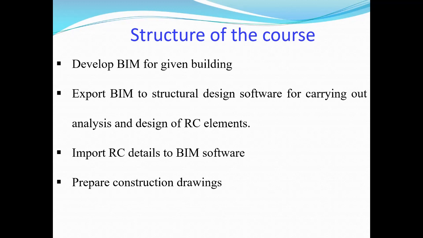For this course, I have chosen a 5-story building. Later, I can share the AutoCAD drawings with you. You can try it yourself also. My objective is for all of you to learn how to do the design for this 5-story building. Start from the BIM model, finish the BIM model, export to the design software, do the design, then export the detail to the BIM software again and do the construction drawing. This is my overall objective of this course.